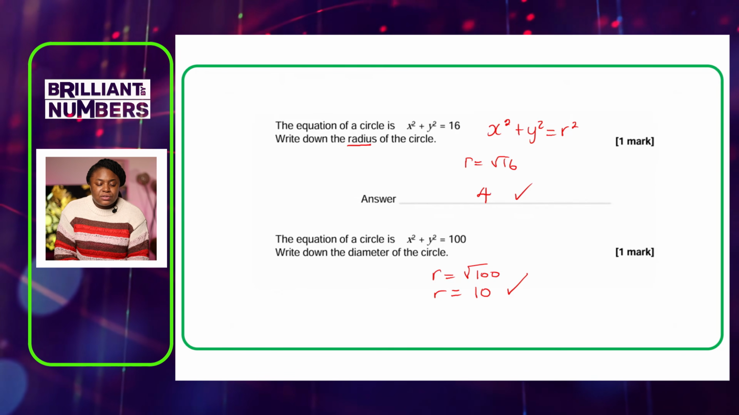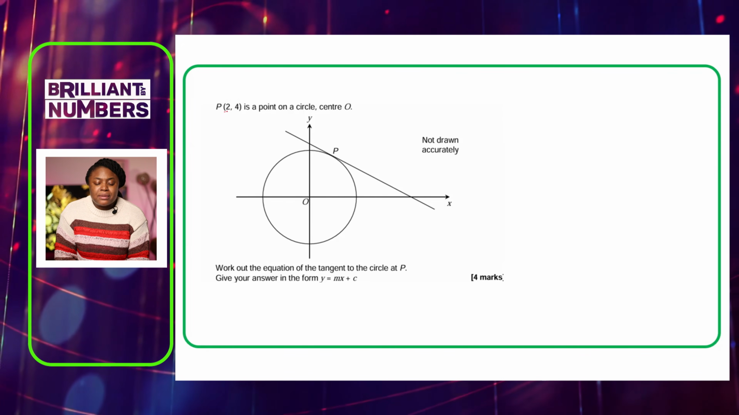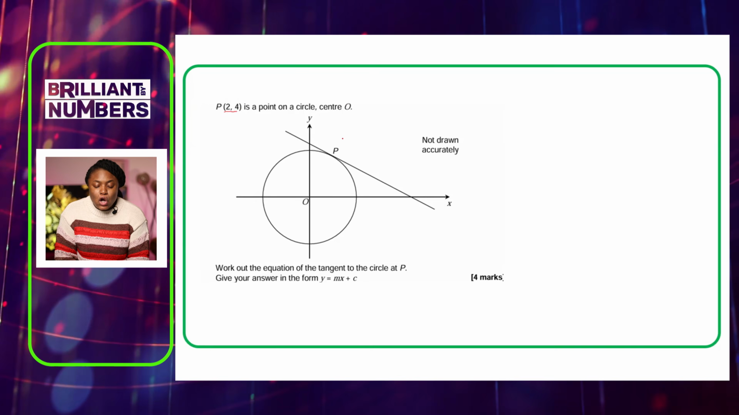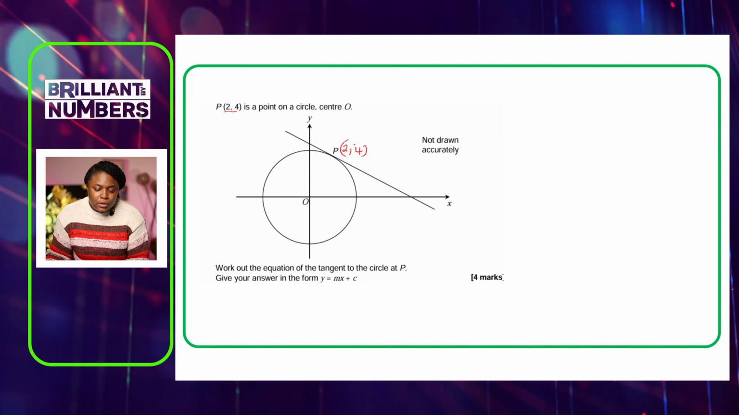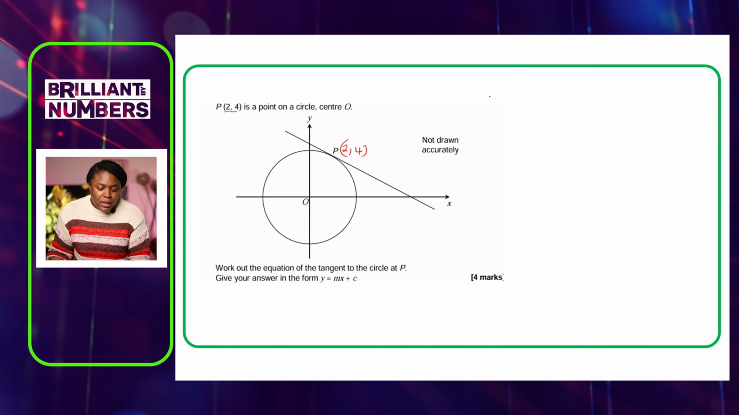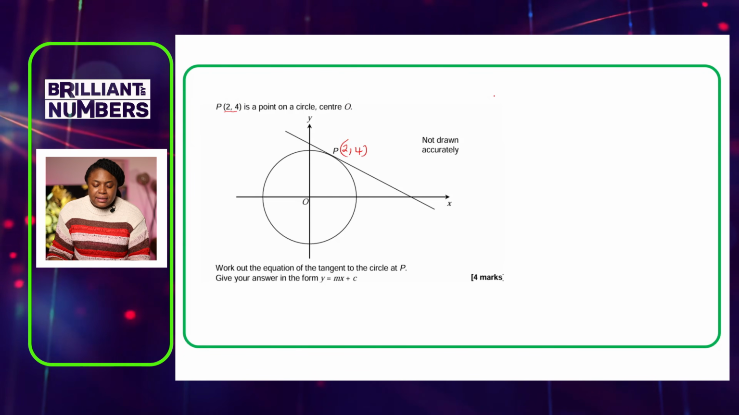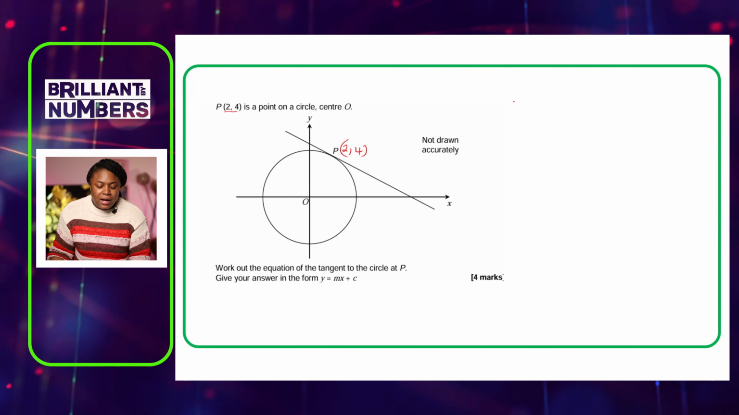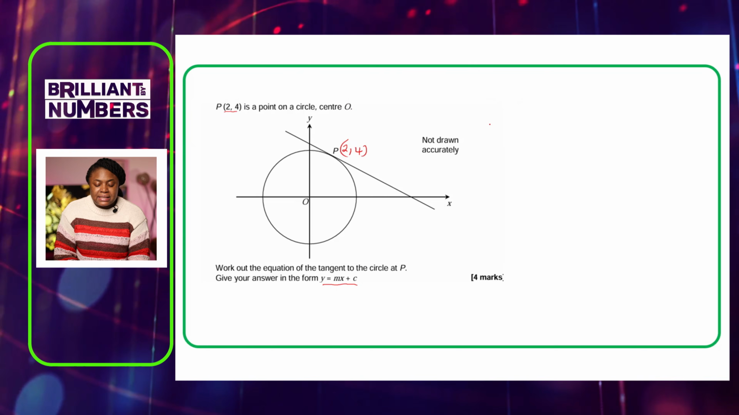Now we are asked to do this question. We're told that P(2, 4) is a point on the circle with center O. So let's just put that here, 2, 4. We're asked to work out the equation of the tangent to the circle at P and give your answer in the form y equal mx plus c.